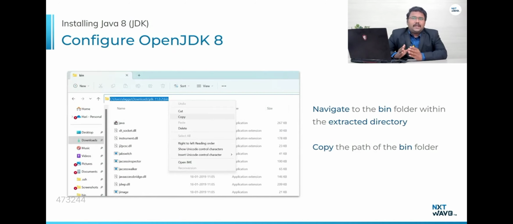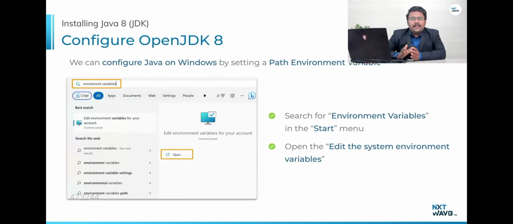So to configure the JDK into the environment path variables, we'll first navigate to the bin folder within the extracted directory. You have downloaded the file, you have extracted the file, and you have a folder with all the relevant files together. There we'll navigate to the bin directory and copy the path to the bin folder. Then we'll open the start menu, click on the Windows icon, or the Windows button on your laptop, enter environment variables, and edit the system environment variables. Let's try it out for now.